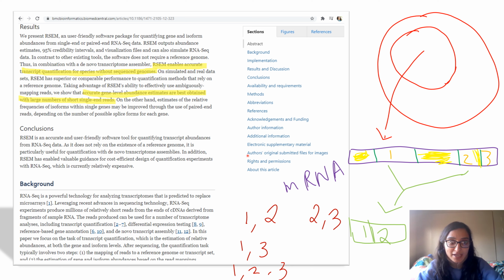So RSEM is a user-friendly software tool. We can quantify transcript abundances from RNA-seq data. We don't need to have a reference genome. And it enables cost-efficient design of quantification experiments with RNA-seq.